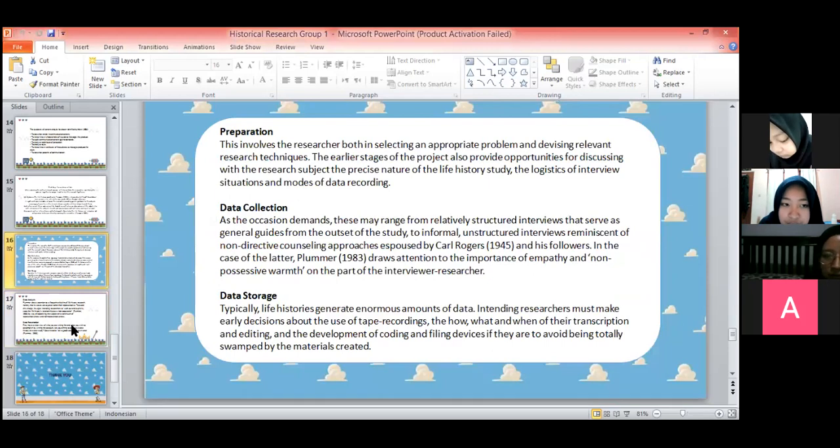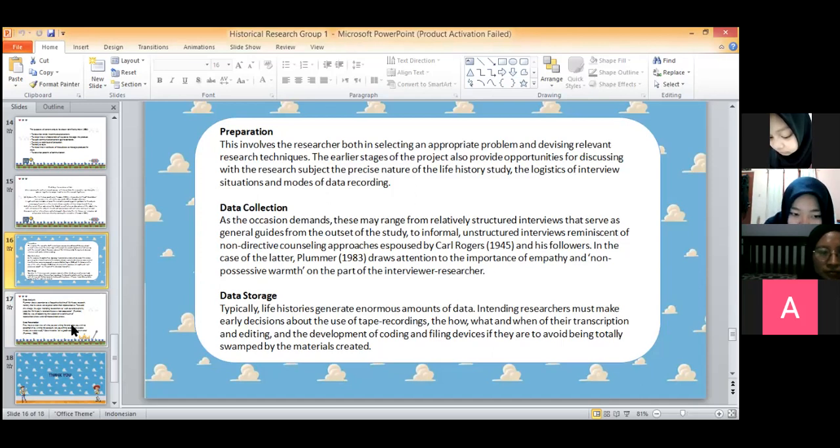The next is preparation. This involves the researcher in selecting an appropriate problem and devising relevant research techniques. The earlier stage of this project also provides opportunity for discussing with the research subject the precise nature of the life history study, the logistics of the interview situation, and the mode of data recording. Data collection, as the occasion demands, may range from relatively structured interviews that serve as a general guide from the outset of the study to informal, unstructured interviews reminiscent of the non-directive counseling approach as spoken of by Carl Rogers 1935 and his followers. In the case of the latter, Plummer 1983 draws attention to the importance of empathy and non-possessive warmth on the part of the interviewer researcher.